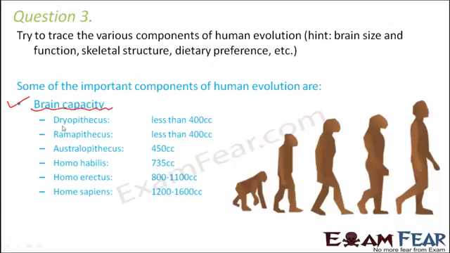So the story started with Dryopithecus. In Dryopithecus and Ramapithecus, it was even less than 400 cc. With Australopithecus, it increased to 450. Then with Homo habilis, it increased to around 700. Homo erectus, it went up to 800 to 1100, and finally Homo sapiens have 1200 to 1600 cc. So if you compare it with Dryopithecus, it has increased a lot, and that is why the brain has gradually developed. This is how it increased with time and with evolution.